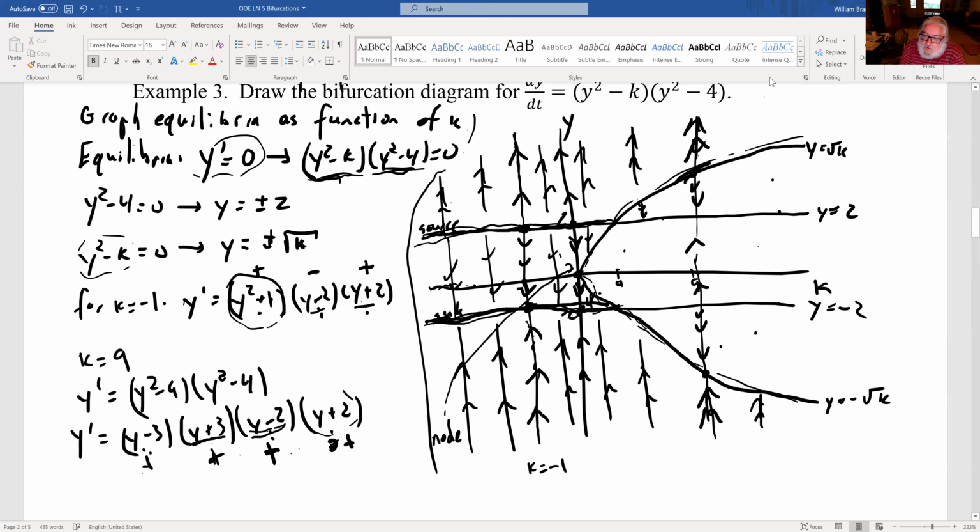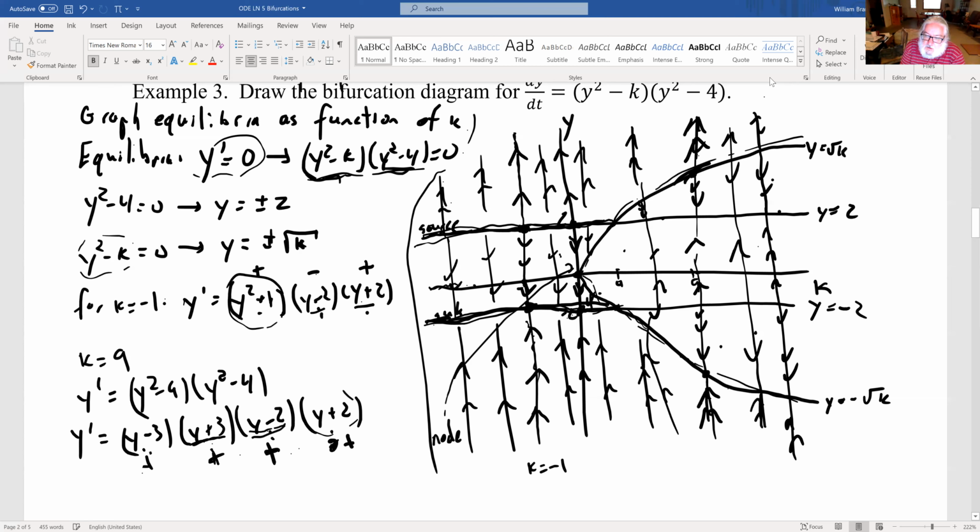So now we know that in between the square root and y equals 2, it's down. In between y equals 2 and y equals minus 2, it's up, down here, up there. Fill in this last one, down, up, down, up, up, up, down, up, up, down, up.